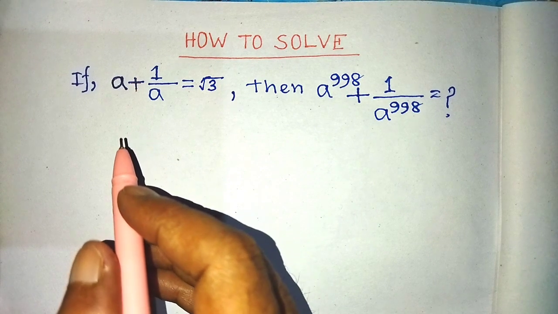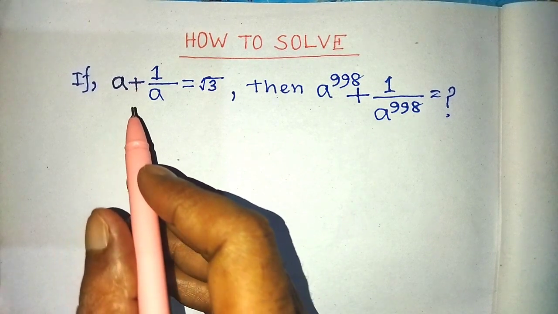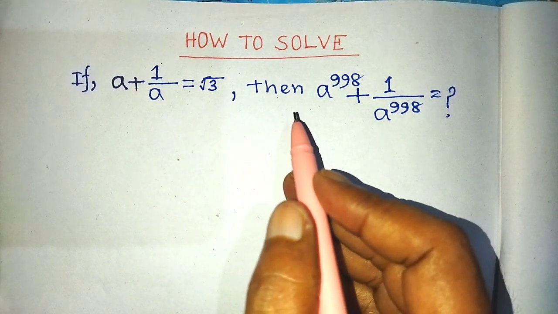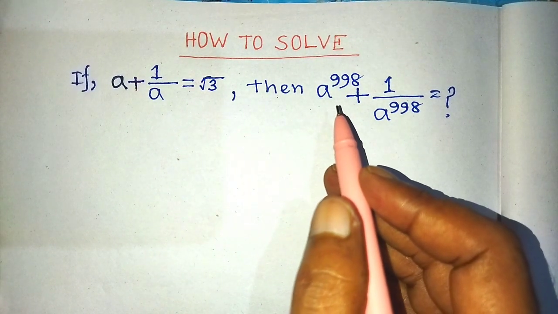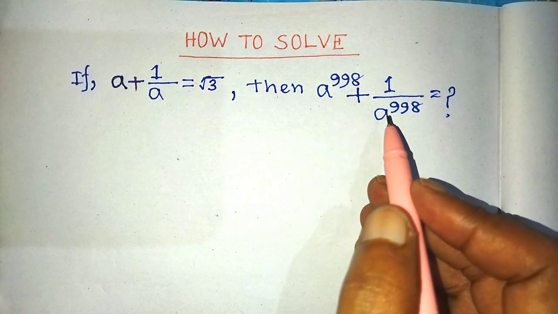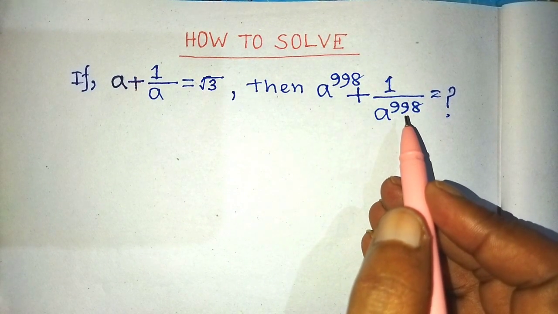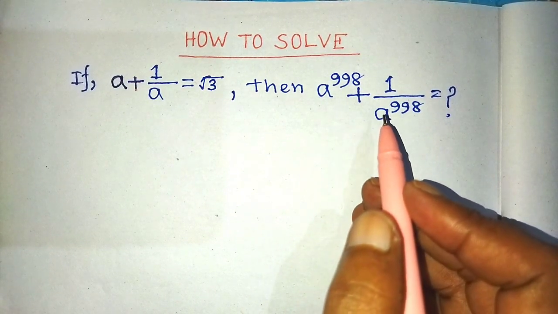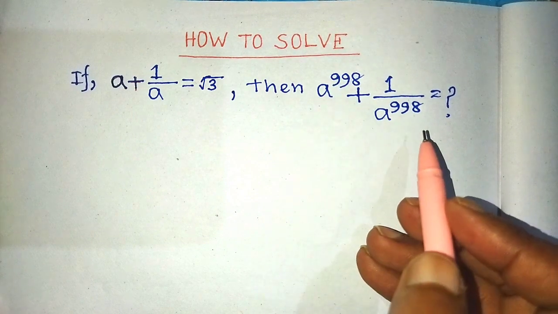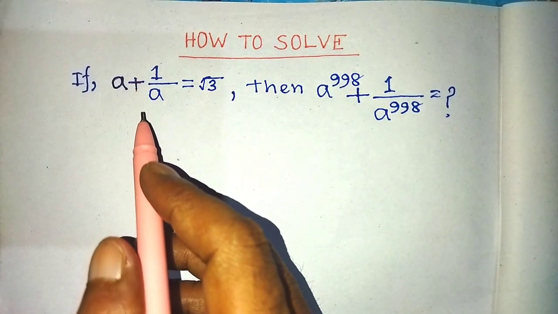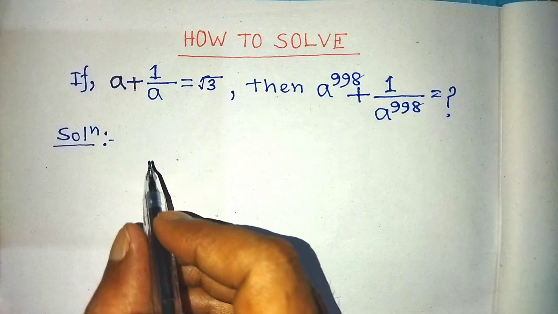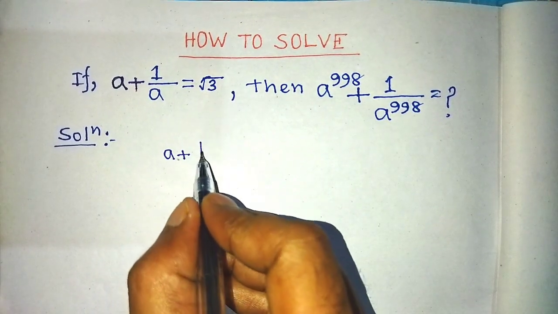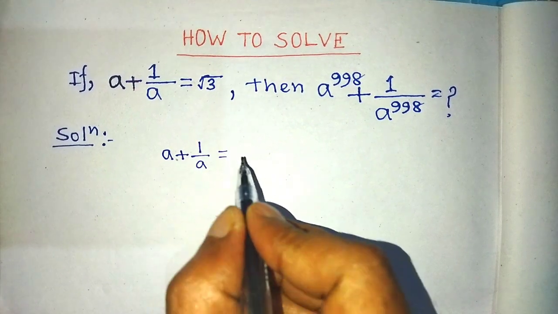So my dear student, today our question is: if a plus 1 over a is equal to root 3, then find the value of a to the power 998 plus 1 over a to the power 998. So student, in this video I will tell you how to find the value of this algebraic expression from this equation. Our given equation is a plus 1 over a is equal to root 3.